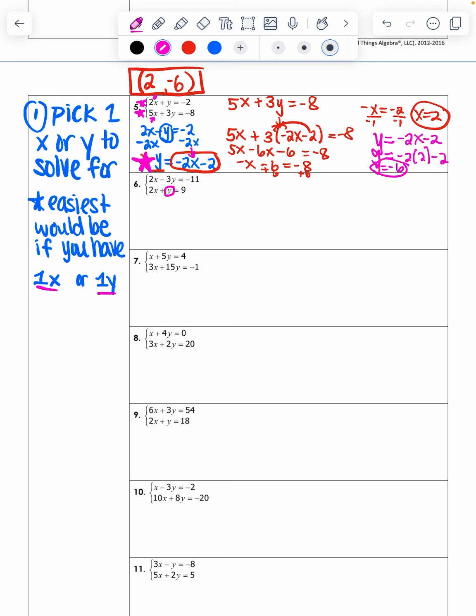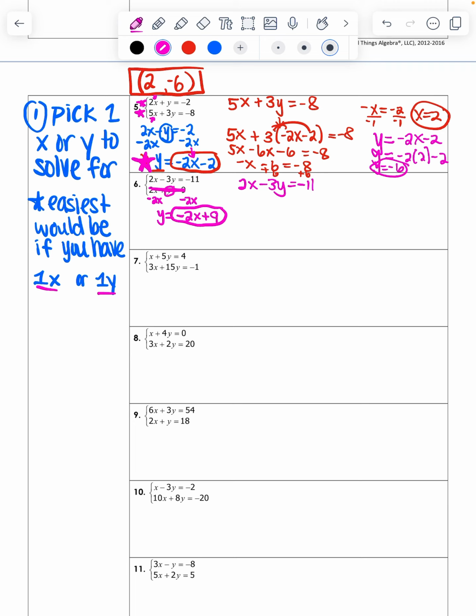So what I'm going to do to solve this one for y is subtract 2x from both sides. I get y equals negative 2x plus 9. And that second equation is now solved for y, and now we have substitution ready to begin. Y is the teacher. The substitute is negative 2x plus 9. So what I'm going to do is use not this equation that we just rewrote, but the other equation that was not used yet, the 2x minus 3y equals negative 11.